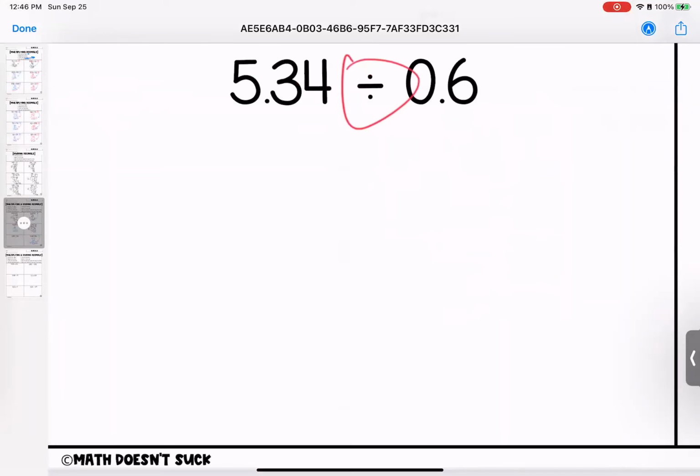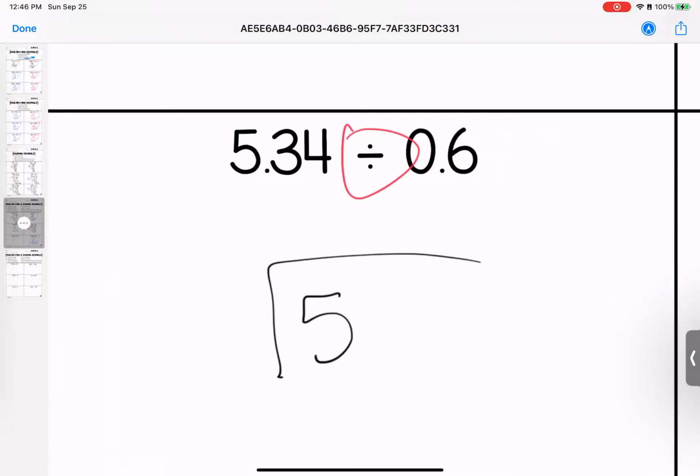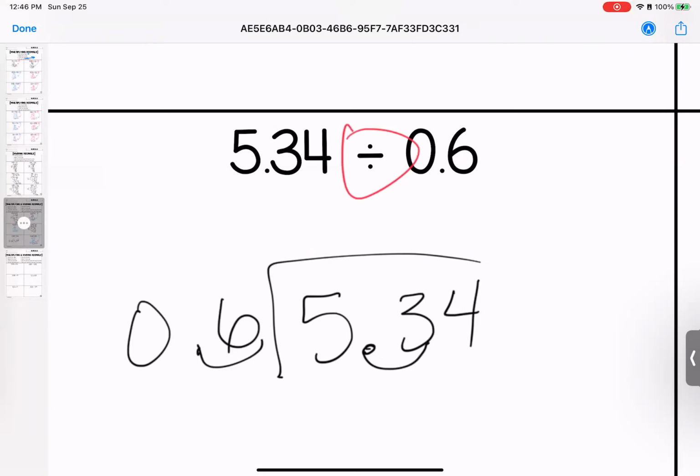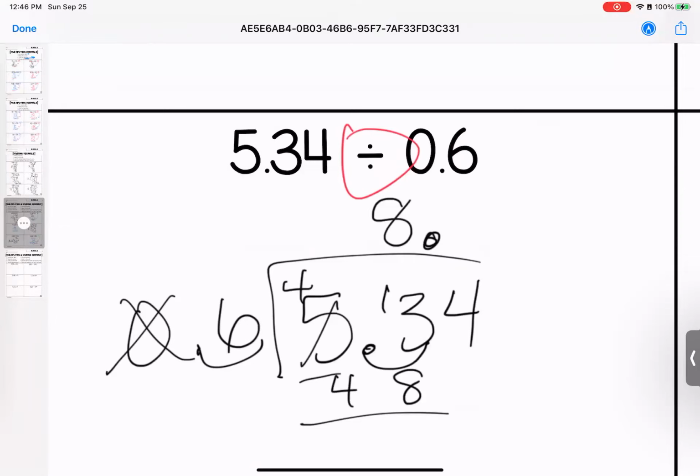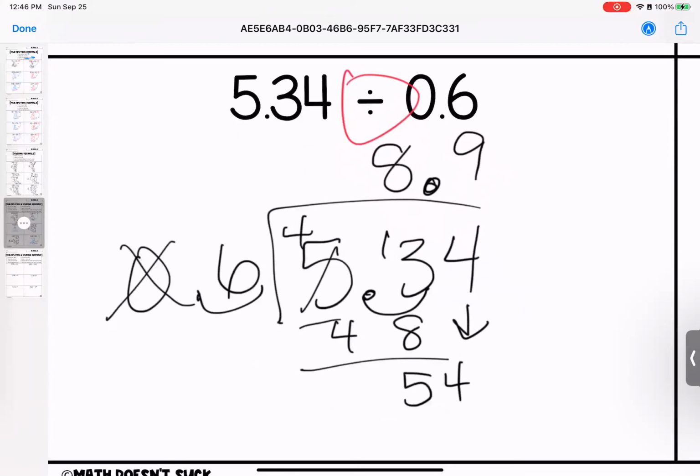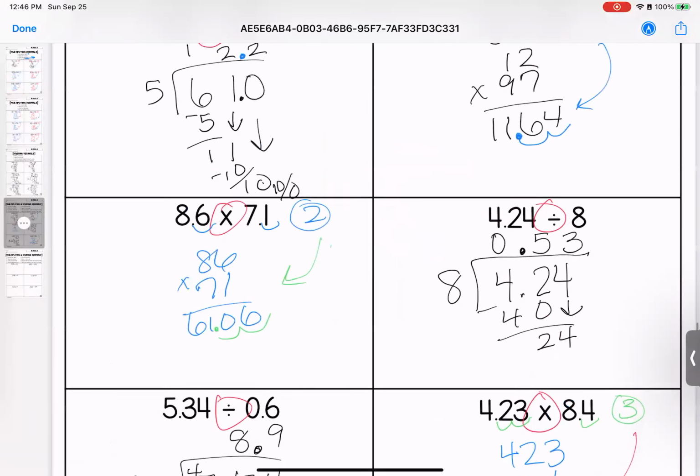Last division question right here. 5 and 34 hundredths divided by 6 tenths. Moving our decimal. 6 goes into 53 8 times. 6 times 8 is 48. Subtract. Get 5. Bring down. 6 goes into 54 9 times. 9 times 6 is 54. Leaves us with 0. That brings us to the end of page number 4.